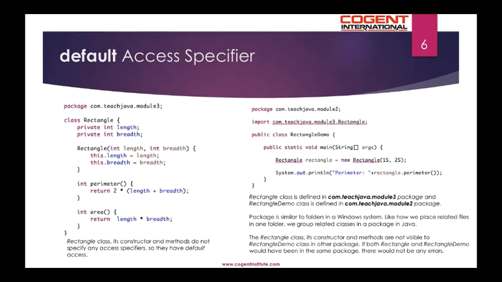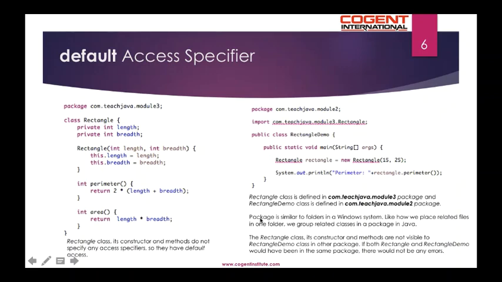Here's a program to illustrate the use of the default access specifier. The rectangle class, its constructor and methods do not specify any access specifiers. So they have default access. Also note that the rectangle class is defined in the com.teachjava.module3 package and the rectangle demo class is defined in the com.teachjava.module2 package. The packages are different.